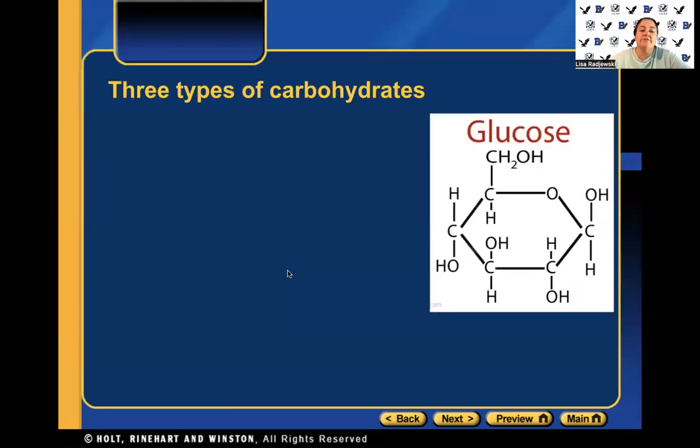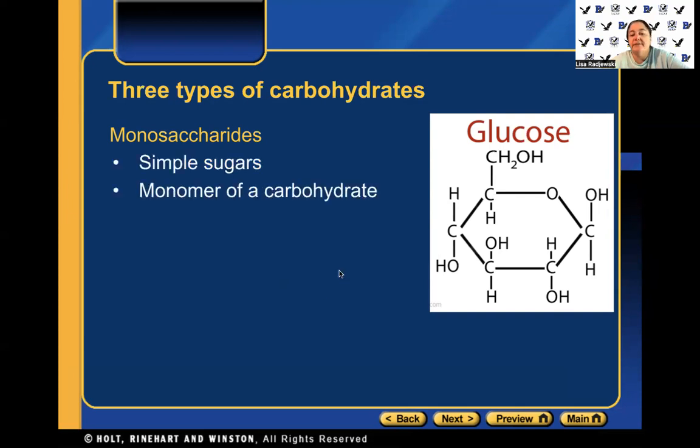Okay, so there are 3 types of carbohydrates. The first one is called a monosaccharide. Saccharide means sugar. Mono means 1. So that means it is just 1 simple molecule of a sugar. The main example is glucose. So it is a monomer, which is a small unit of a big carbohydrate. So this is glucose. It is C6H12O6, an example of a monosaccharide.